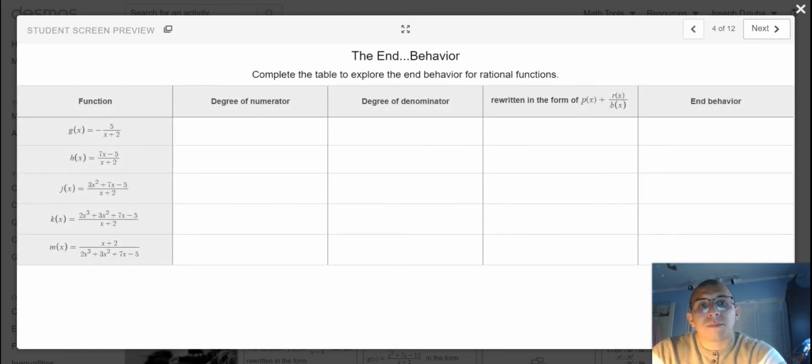So that's where I'm actually going to pause this video because tomorrow, like I said in the beginning of this video, we are going to spend some time talking about how the degree of the numerator and the degree of the denominator lead to a more efficient description of the end behavior. So you just got a sneak peek of the next slide, but that's where I'm going to pause this video.